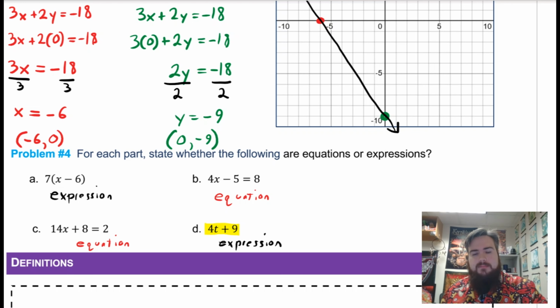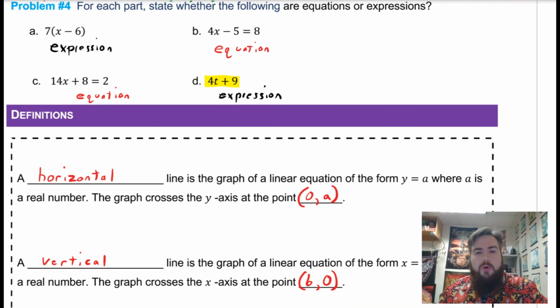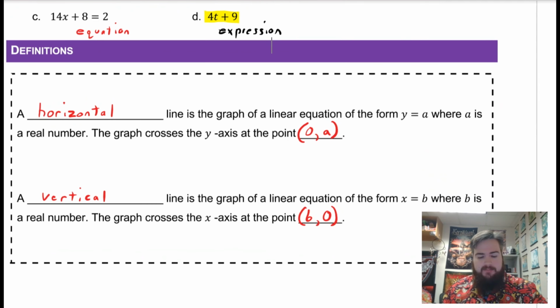That is it. To wrap this up, we have a couple definitions to talk about. A horizontal line is the graph of a linear equation of the form y equals a, where a is a real number. The graph will then cross the y-axis at the point 0, a. Whereas a vertical line is the graph of a linear equation of the form x equals b, again where b is a real number, some constant. The graph then crosses the x-axis at the point b, 0.